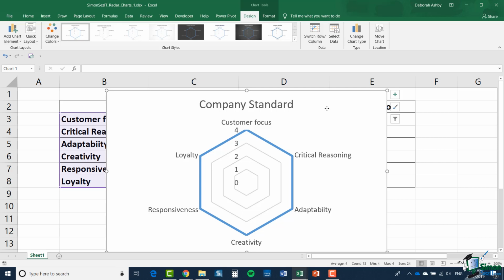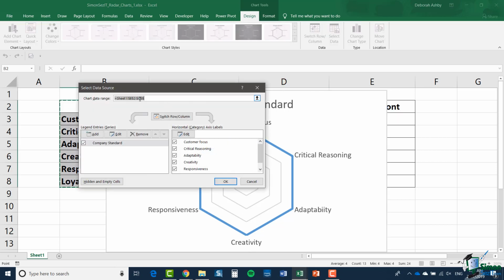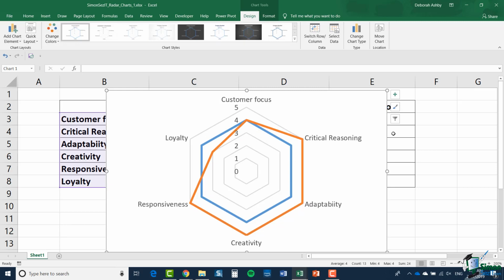So let's change the selected data, and instead of stopping at C8, we're going to stop at D8. So select data, and we're just going to change C8 to D8 and click OK. Now we have Jenny's score as well. Notice how you can immediately see that, generally speaking, she is outside. That is better than the company standard, except in the area of loyalty, where she gets a score of 3 and therefore drops inside that blue line.